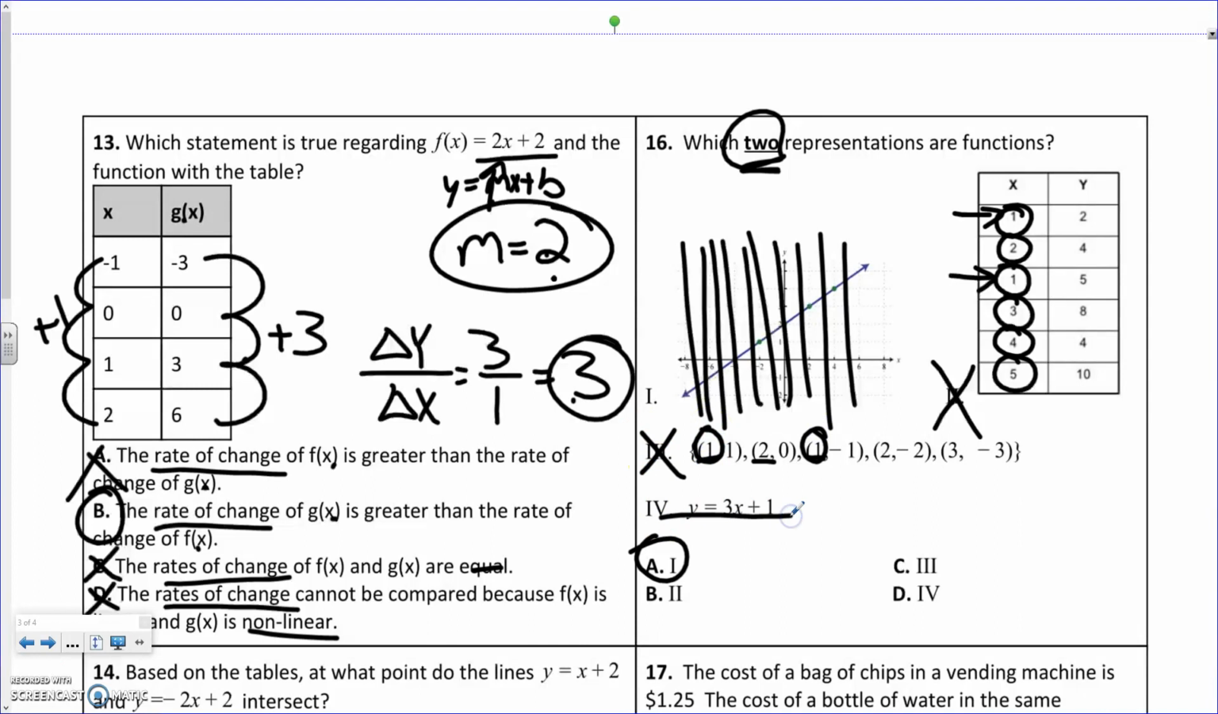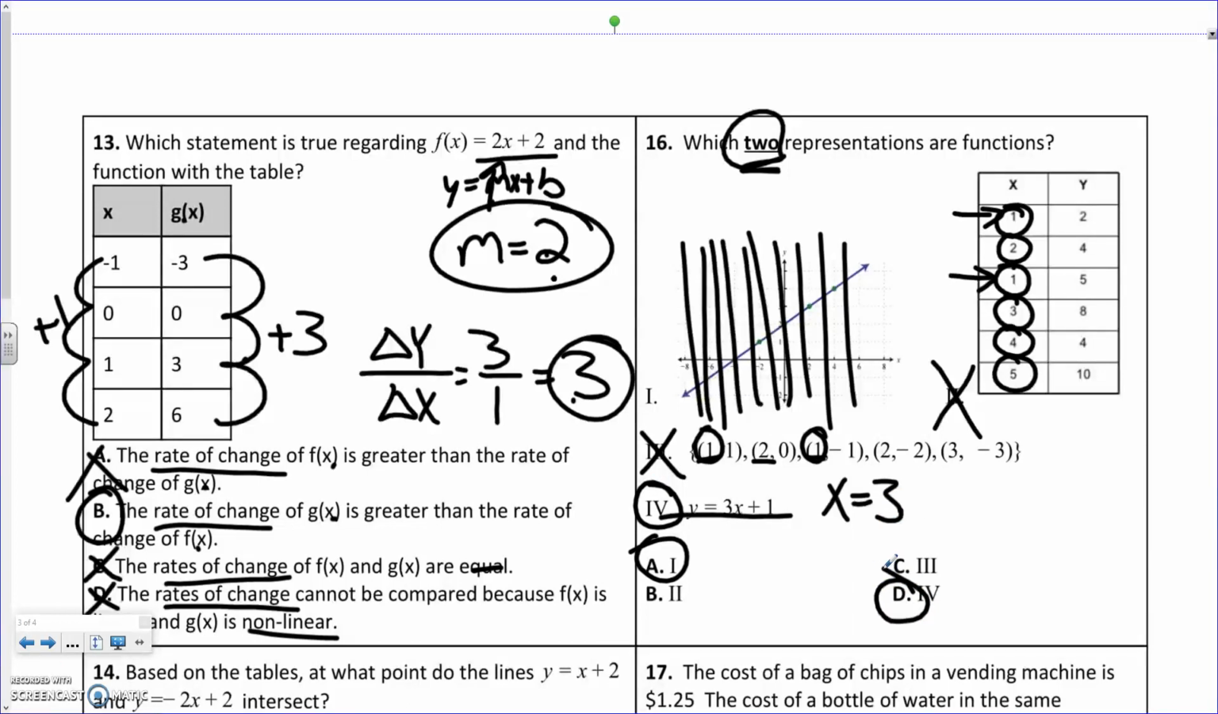And then this is just a graph of a line. As long as a line isn't x equals a number, like x equals 3, then it means it's a function. So this is actually a function because it's a line that's not x equals a number. So that would be the fourth one. So there we should have chosen A and D.